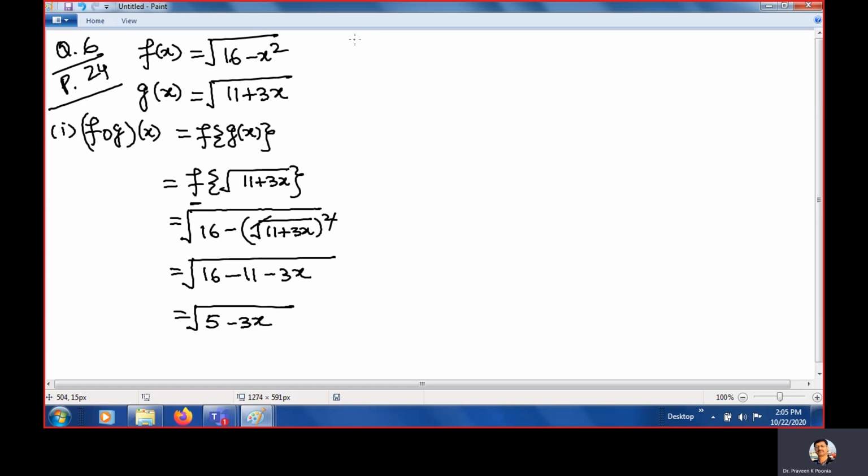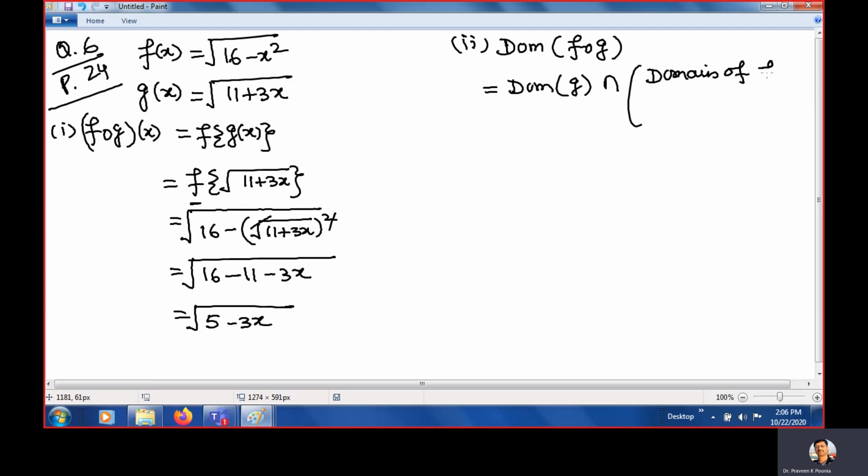What is issue number two? Okay, let us solve a little bit. The domain of f composition g. So what is the formula? Like the previous question, the domain of g intersection the domain of the final expression of f composition g. So we need to find the domain.